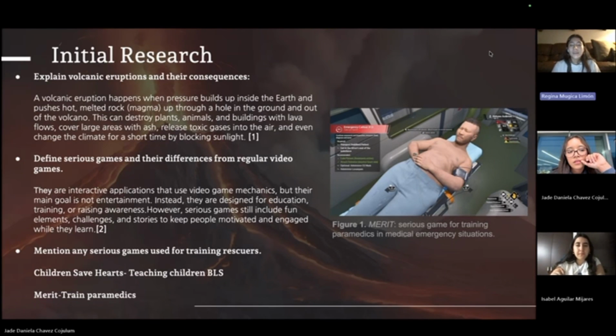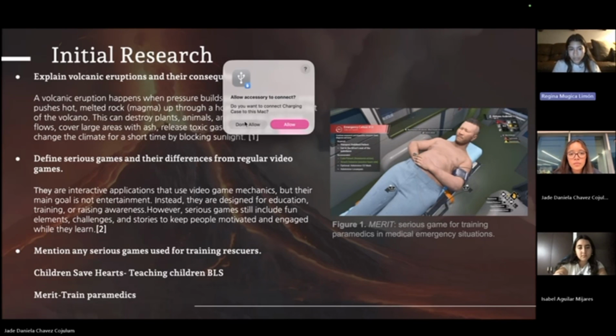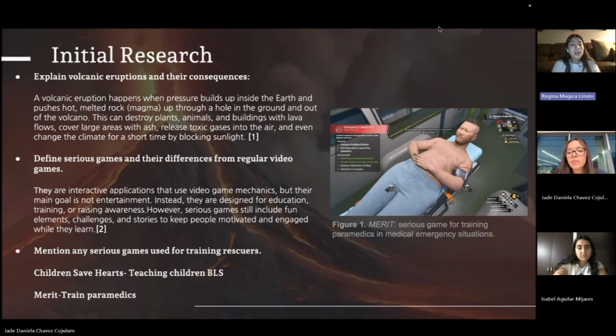Serious games are interactive apps that work like video games, but their main goal isn't just fun. They are meant to teach and train professionals, but they still include fun parts, challenge, and stories to keep players engaged while they are still learning. Some serious games that are used in real life are Children's Safe Hearts, which is for teaching children basic life support, and also Merit, which is for training paramedics for emergency situations, and they train how they will react and how much time they will take to solve some problems.